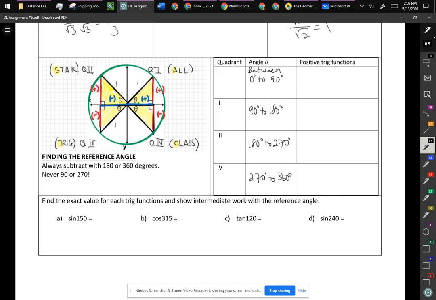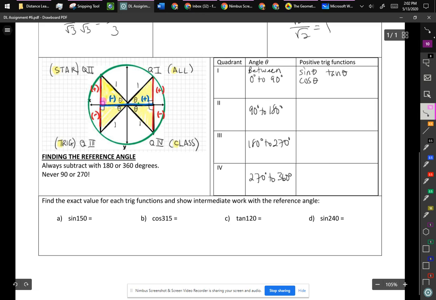Positive trig functions for quadrant 1: sine theta is positive, cosine theta is positive, right? Because again, this is positive this way and this is positive that way. Well, guess what? Tangent is opposite over adjacent. Well, what's positive over positive? Positive. So that means tangent of theta is also positive, okay? Now, the next part is quadrant 2, right? Sine is positive. Notice cosine is negative. Now, again, tangent is opposite over adjacent. Opposite is positive, adjacent is negative from this angle. Here's the opposite and adjacent. Well, that means tangent is negative.